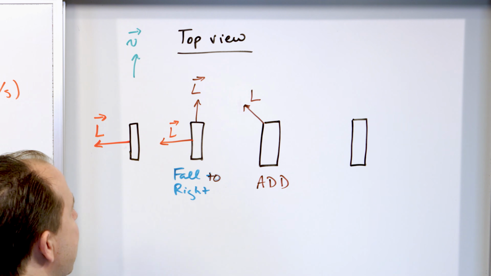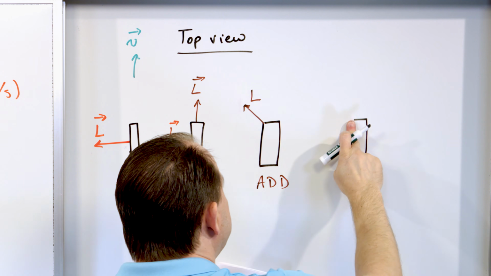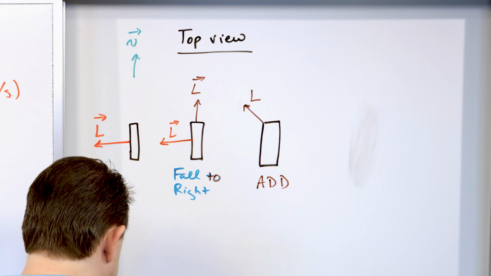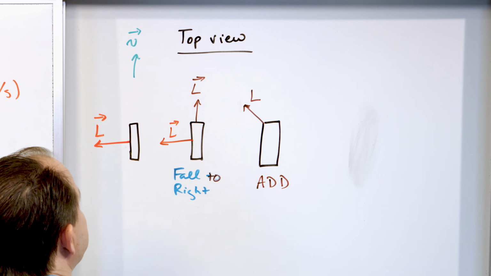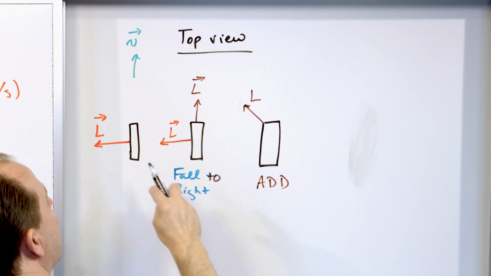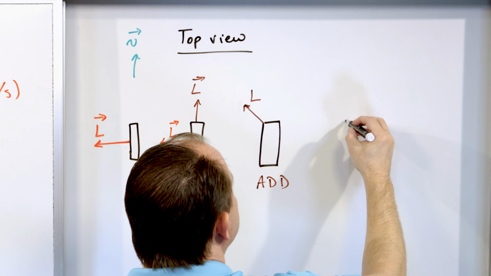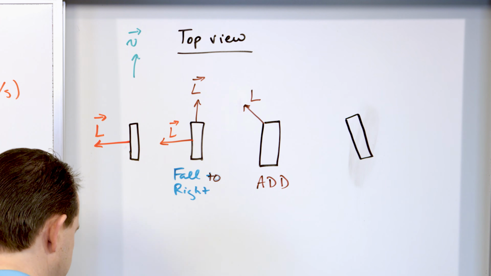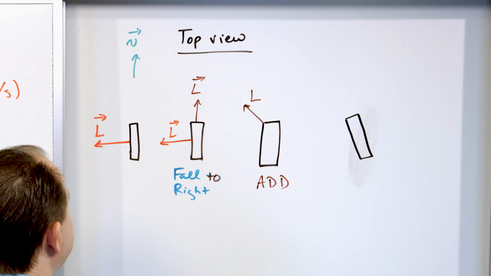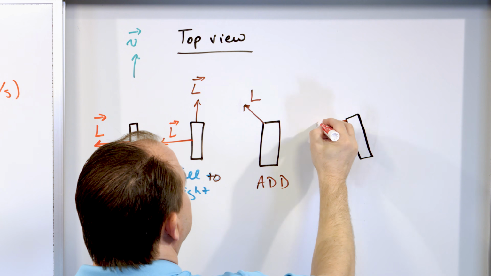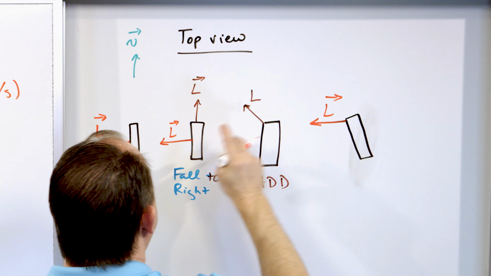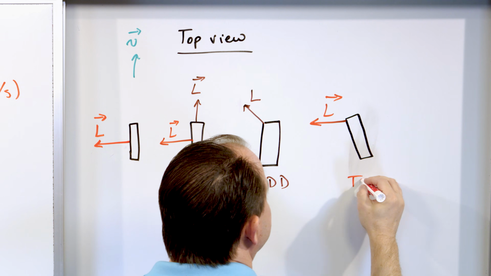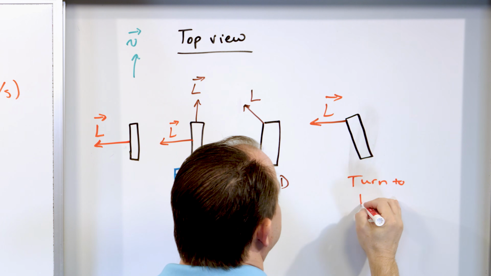And that means that the system, actually, let me erase this. The system will attempt to compensate for this change in momentum to bring it back to where it was originally. And what it's going to do is the coin is going to begin to turn to the left in order to keep this angular momentum in the same direction as it was initially. So think about what you have here. So this is a turn to the left.